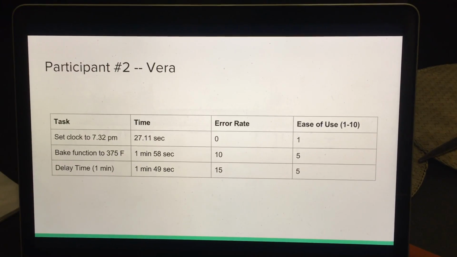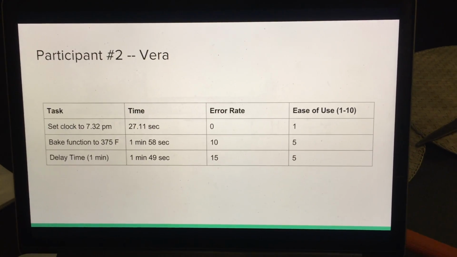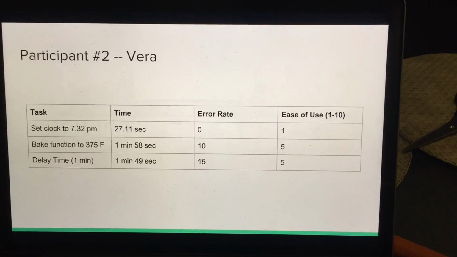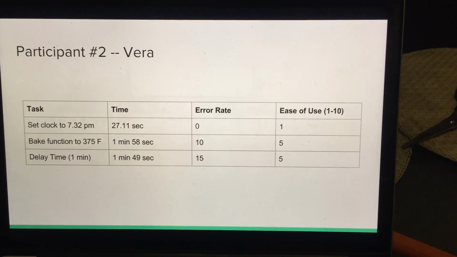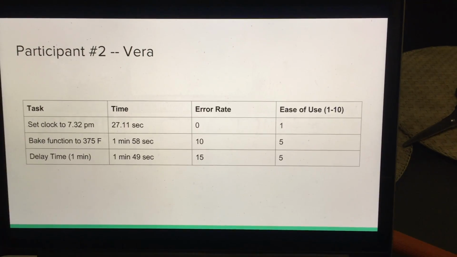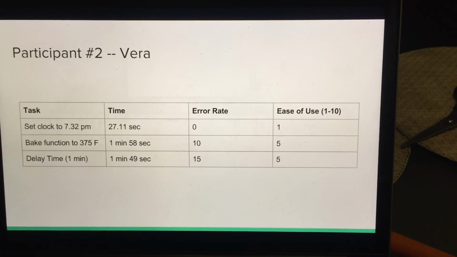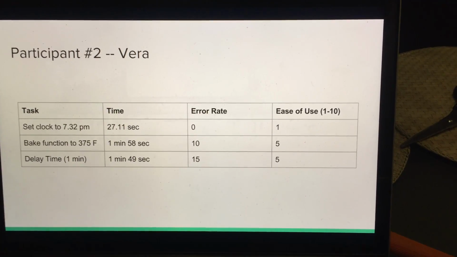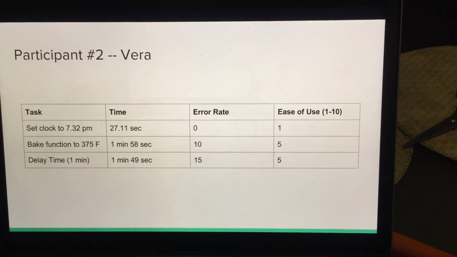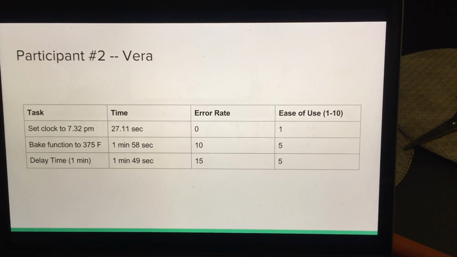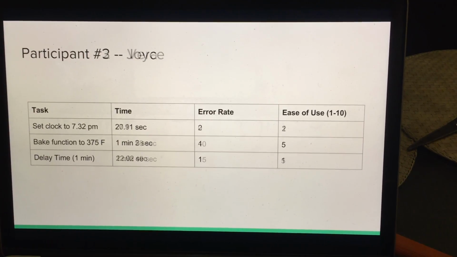Our second participant was Vera. She had the hardest time with all the tasks. But at the same time, she reported surprisingly low ease of use scores, which contradicted what her results reflected relative to the other participants.